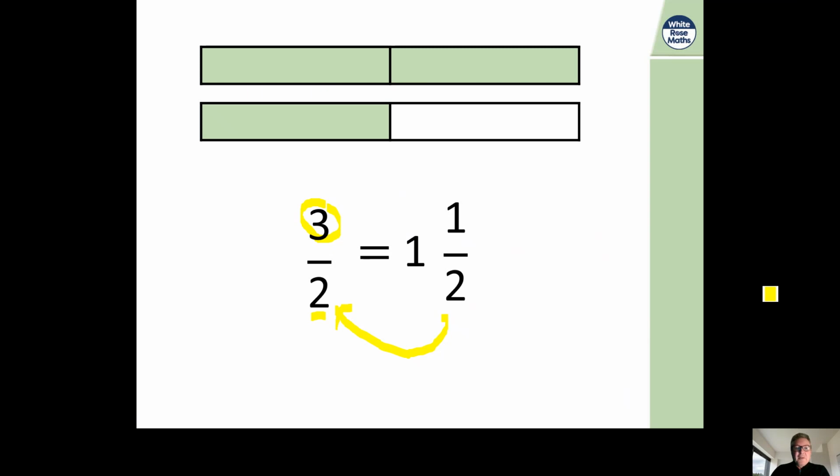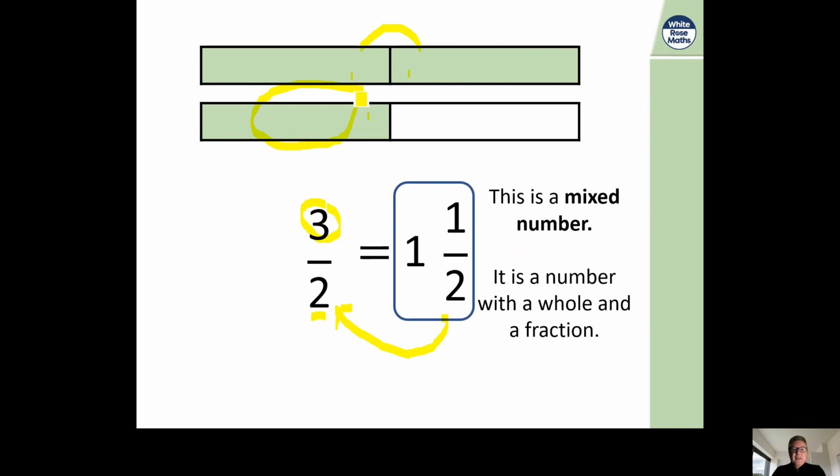So there's an equivalent. We've got the equivalent sign here, equals. So if we had 3 halves, 1, 2, 3, this is now a whole, and this is the half. That's called a mixed number. It's a number with a whole, so this number here, and a fraction, in this case a half.